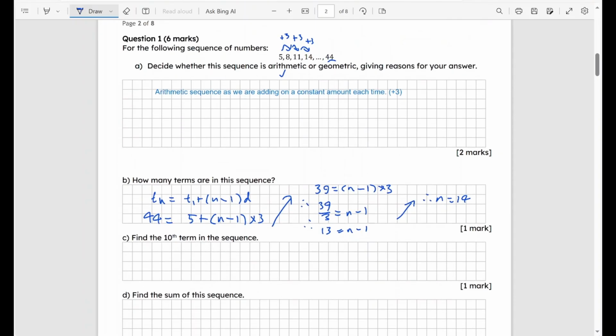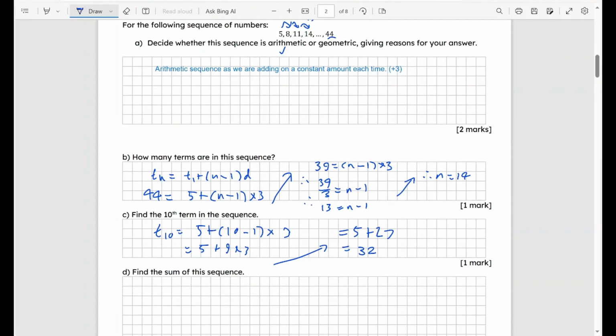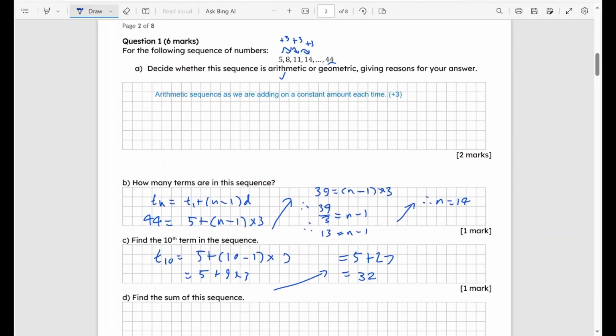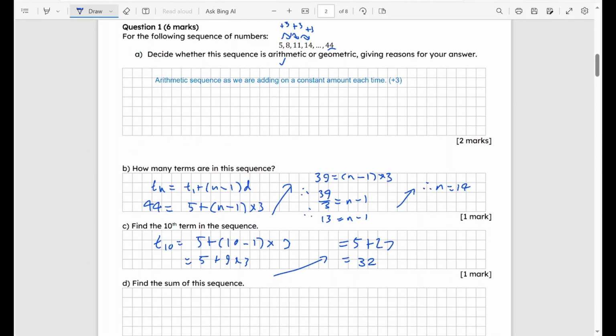Find the 10th term in the sequence. So T10 is going to be T1, so that's 5, plus 10 take 1 times the difference, which is 3. So it's going to be 5 plus 9 times 3, which is 5 plus 27, which is 32. There we go. That is the 10th term in the sequence. Just making sure I've got that all right. 32 appears to be correct. 5 is the first term.